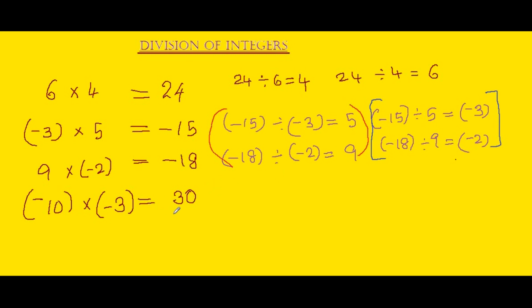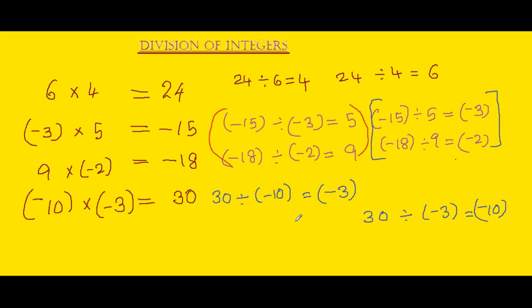Let's check for the last example. Here we multiplied two negative integers, right? So the corresponding division facts will be 30 divided by negative 10. The answer is negative 3. One more is there. 30 divided by negative 3. It is negative 10. So here we have divided one positive integer by another negative integer. Then also the answer is negative.